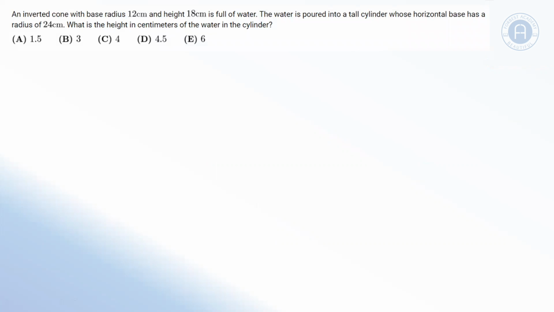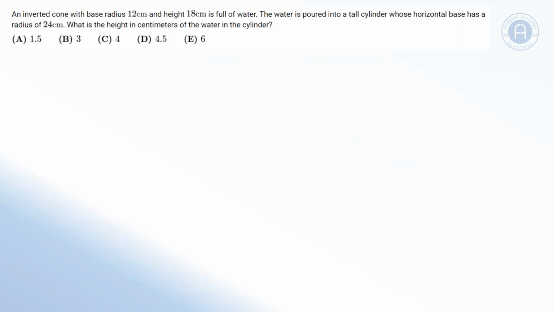So the question for today: an inverted cone with base radius 12 centimeters and a height of 18 centimeters is full of water. The water is poured into a tall cylinder whose horizontal base has a radius of 24 centimeters. What is the height in centimeters of the water in the cylinder?